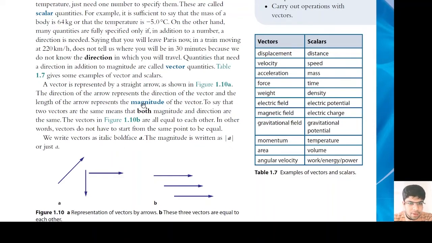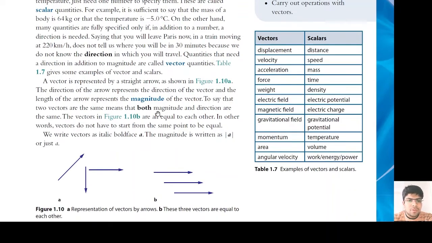So here, the direction of the arrow represents the direction of the vector, and the length of the arrow represents the magnitude. This length represents the magnitude, and this resembles the direction. And the vectors in 1.10b are equal to each other. Yes, the magnitude is equal to each other, and the direction is also equal.